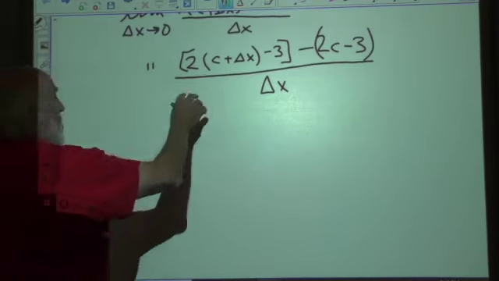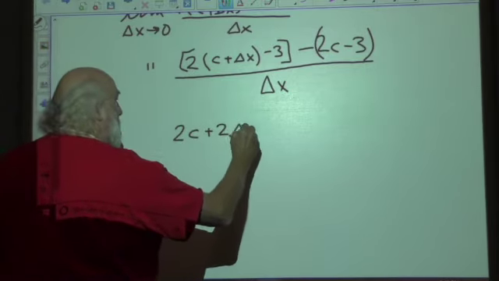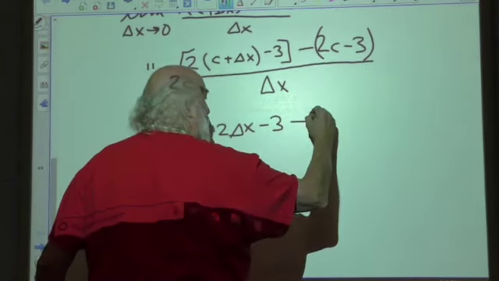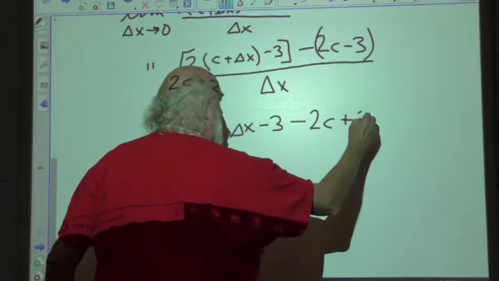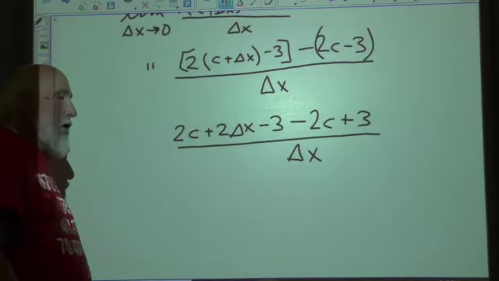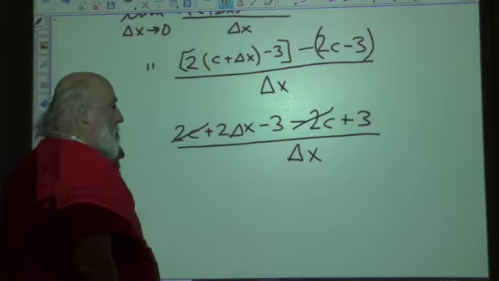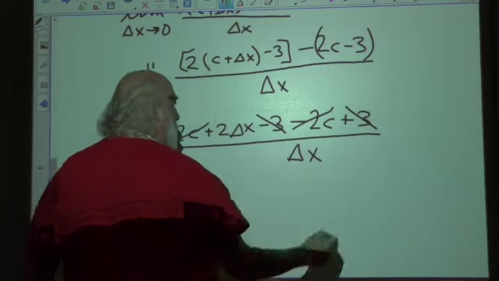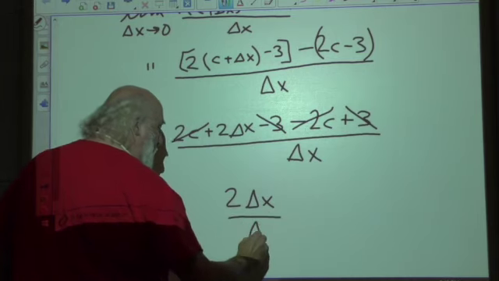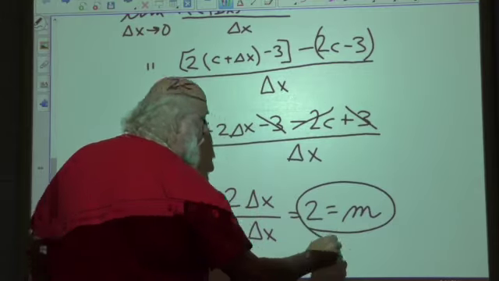So when we do this, we distribute the 2 across this, and get 2c plus 2 delta x minus 3 minus 2c, and that changes the sign here to plus 3. Well, and this is all over delta x. Now notice what happens here. 2c and negative 2c cancel out. Negative 3 and positive 3 cancel out. So that leaves us 2 delta x over delta x, which is equal to 2. So we are saying that our slope equals 2.